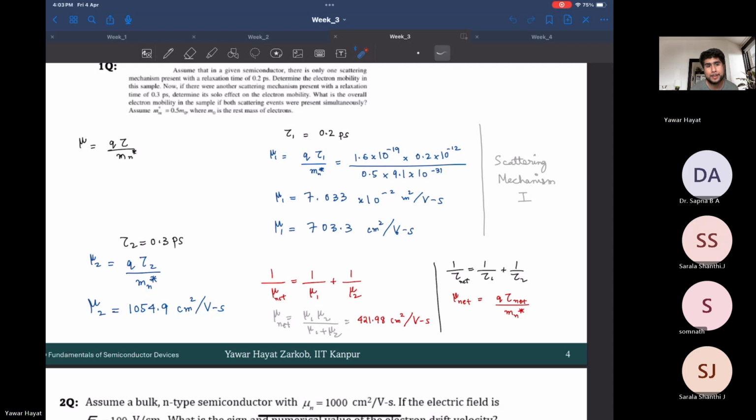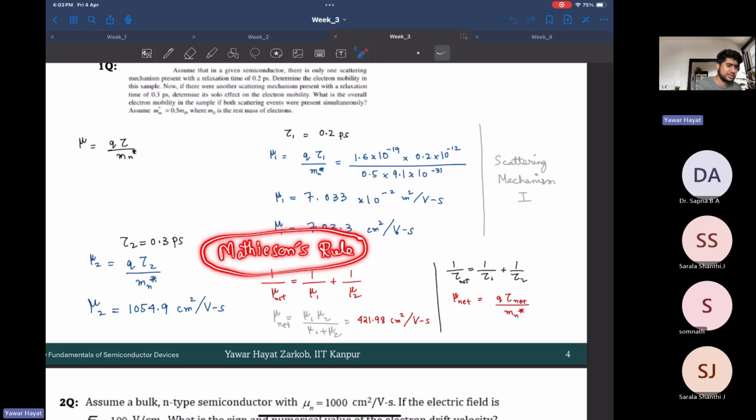Sir, kindly tell the formula to calculate net mobility. The name of the formula, sir, which you told. Okay, this one. This is Matthiessen's rule. You can search it up. Was this not taught in the course? I guess this would have been taught in the course. You can search it on the internet, Matthiessen's rule, something like this. Okay, this is the name of the rule. You can write it.